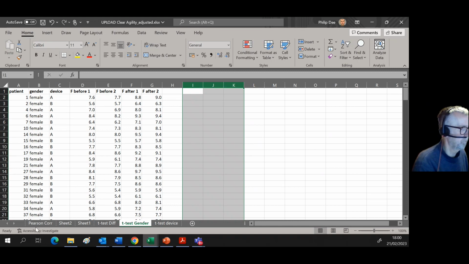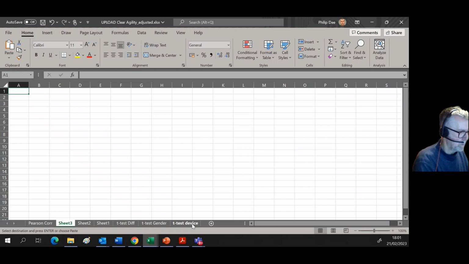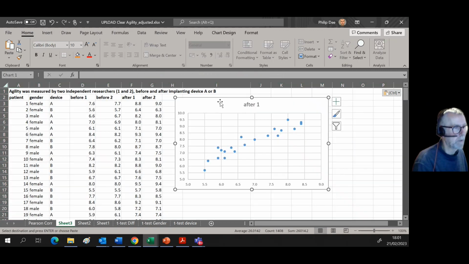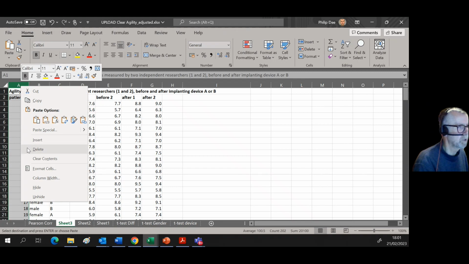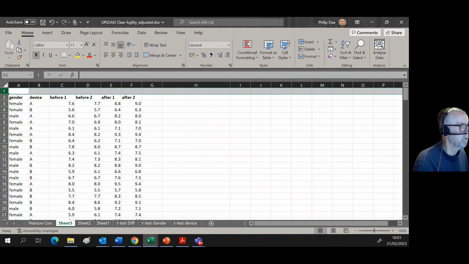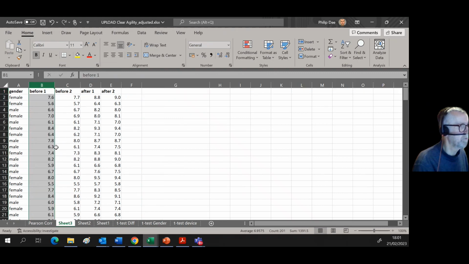How did I get that? Well, fairly straightforward. Let me just copy everything again, open up a new sheet again, copy it all in, get rid of that. And if I'm looking at, say, gender, well, I don't want that first row. I'm just tidying things up to make life easier for myself. I don't want this top row. I don't even want the device on this. I'm going to get rid of that one just to make it easy for myself. But gender, I do want that.